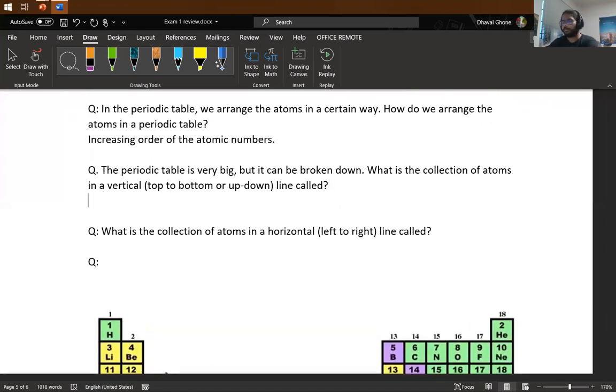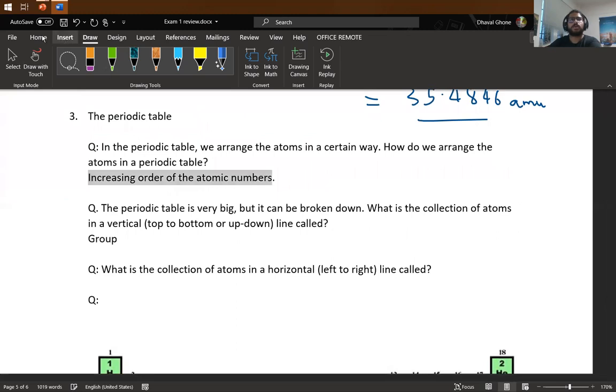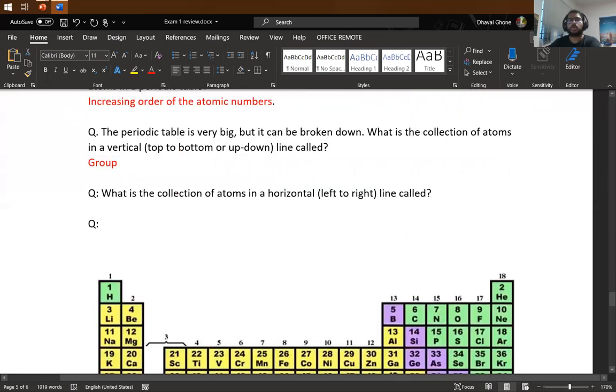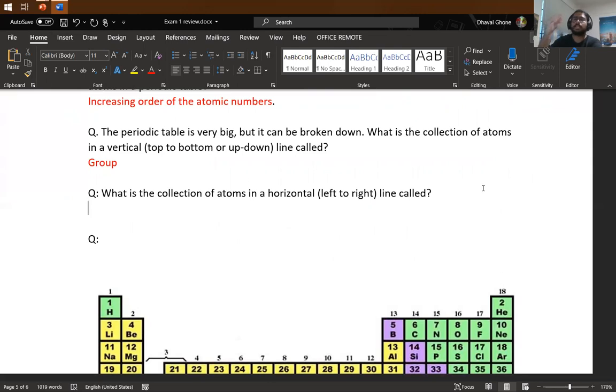So think over it. The answer for this is, it will be called a group. Okay, the vertical lines are called groups. What is the collection of atoms in a horizontal line called? I should say this is a group, not groups. And then I'm going to highlight this so you know this is the answer. Next question is, what is the horizontal, left to right line in a periodic table called? And that is called a period.